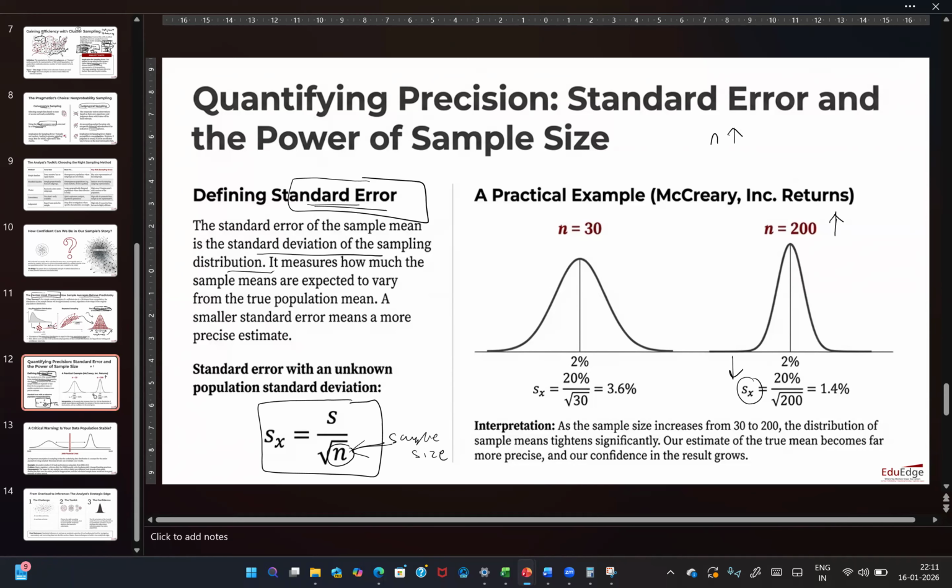So higher the number of points in the sample or the sample size, the implication is lower is the standard error. Which is why it makes sense to have a larger sample size. Its sampling standard error will be lower as compared to a sample with only 30 points. The standard deviation is higher there. The distribution width increases. So that's the significance of the standard error. Our estimate of the true mean becomes far more precise and our confidence in the result grows as soon as we increase the sample size.